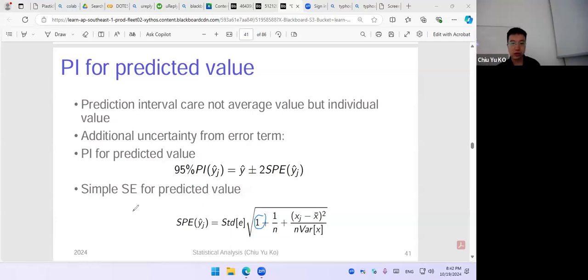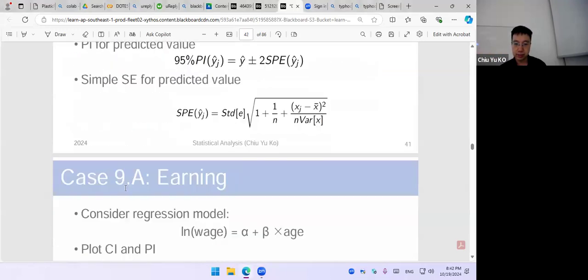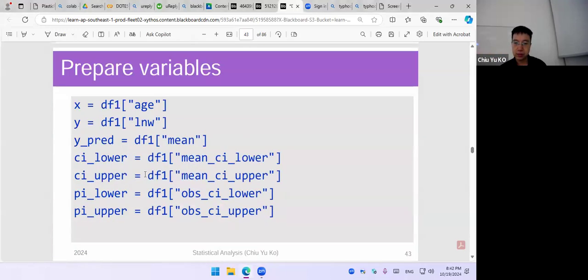And what we do is the Python. I think that is more important. The Python we have is a mean CI, but the observation CI is the thing we care about. So if you care about individual value rather than average value, that is with the model, okay?